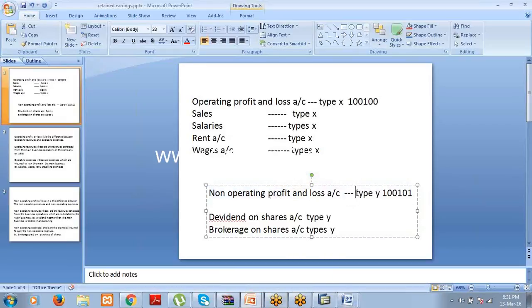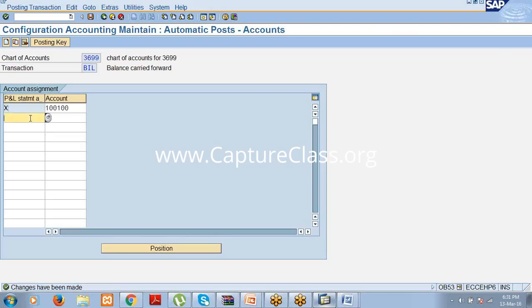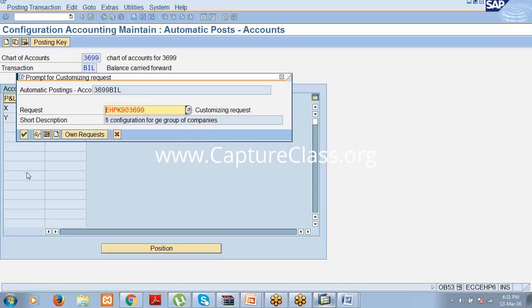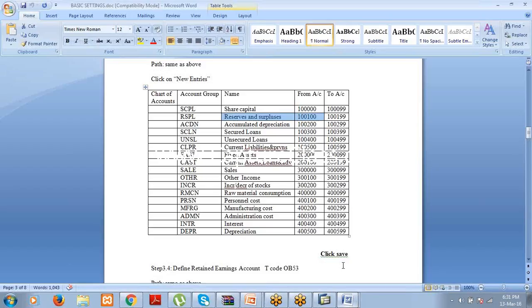Suppose the requirement is to define type Y as 1,01,101, how do we do that? Very simple. Just look at the screen. Type Y account 1,01,102. That's it. Click on save. Again, it is giving the warning message. Ignore the warning message. I hope it is clear to everybody.